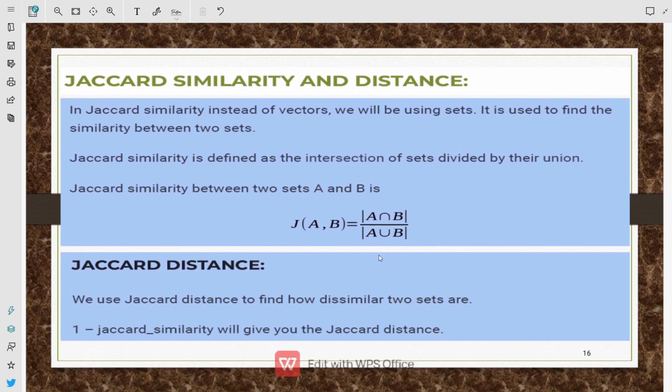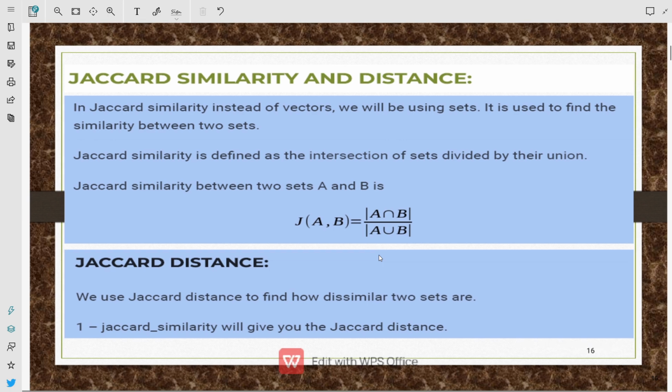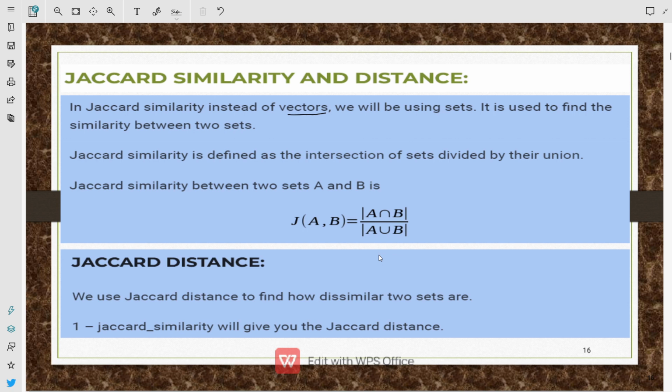Now we'll discuss Jaccard similarity. In Jaccard similarity, instead of vectors, we are using sets. We are going to perform actions on these sets. It is used to find the similarity between two sets. Jaccard similarity is defined as the intersection of the sets over the union of the sets. This is the formula for the Jaccard similarity and its distance.